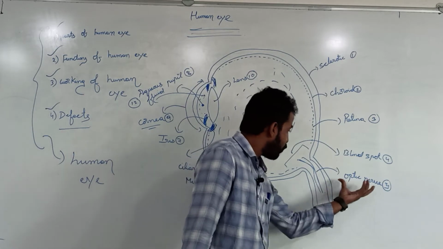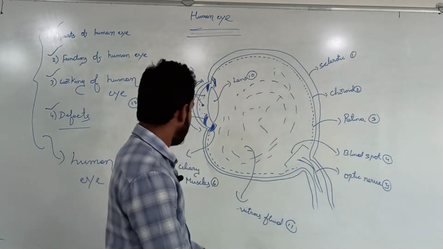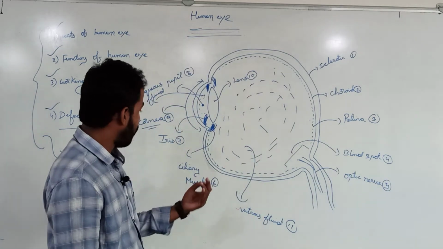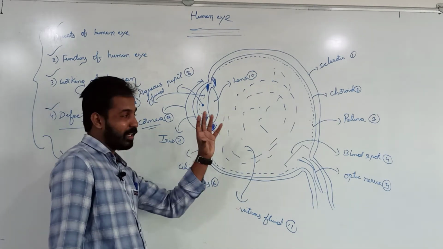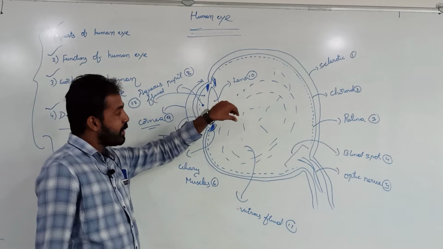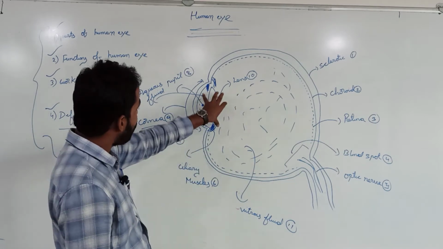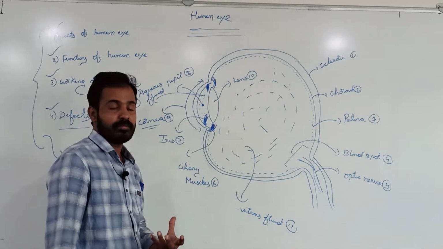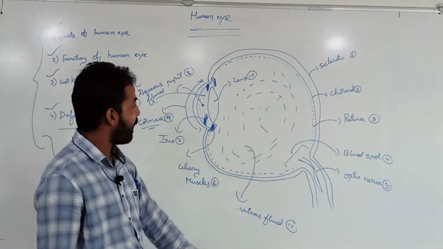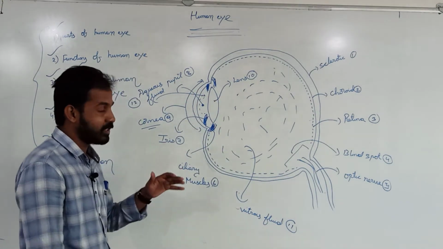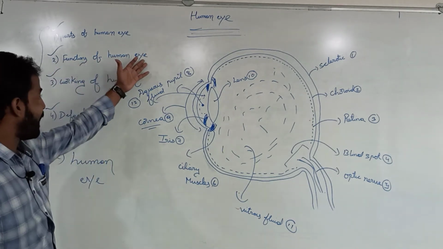These nerves are known as optic nerves. The fifth part is the optic nerve. The sixth part is the ciliary muscles. These help in the contraction of the lens. Basically, this lens is made up of a protein-type structure. So these ciliary muscles help in the contraction and expansion of the lens, which I will discuss in the functioning of the human eye.